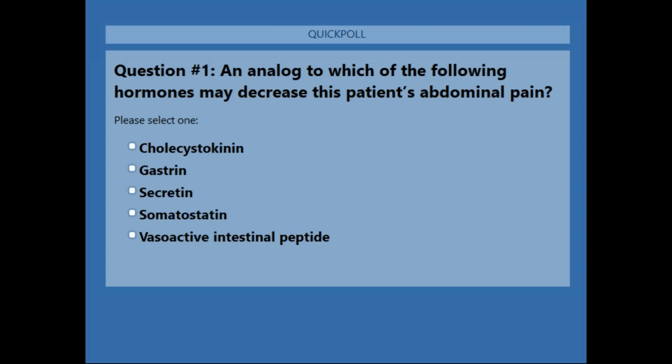So you should have the poll in front of you. If you think it's cholecystokinin, pick A. If you think it's gastrin, pick B. Secretin, pick C. Somatostatin, pick D. And then vasoactive intestinal peptide, pick E.